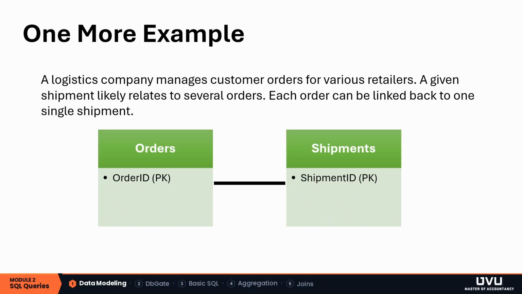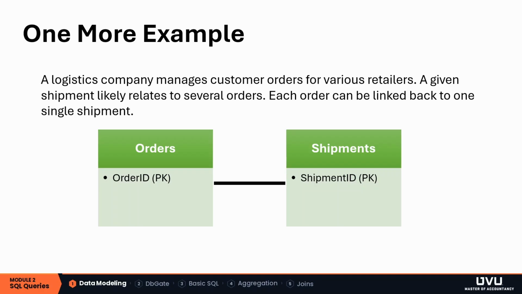I want to try this again for some practice. A logistics company manages customer orders for various retailers. A given shipment likely relates to several orders, but each order can be linked back to one single shipment. You might consider pausing the video now and see if you can express the cardinality of this relationship and then determine which table is going to host a foreign key.